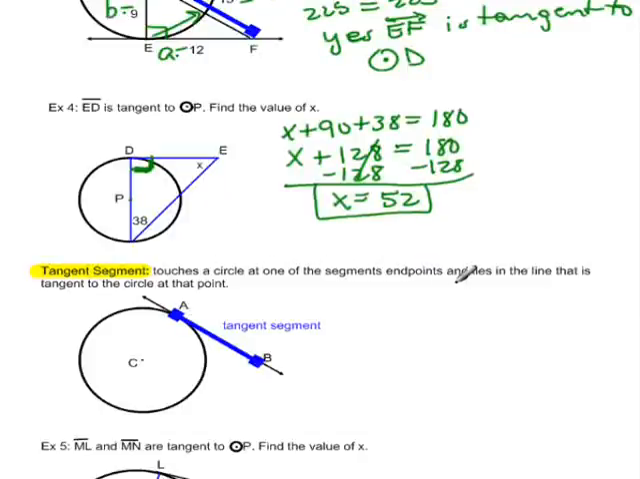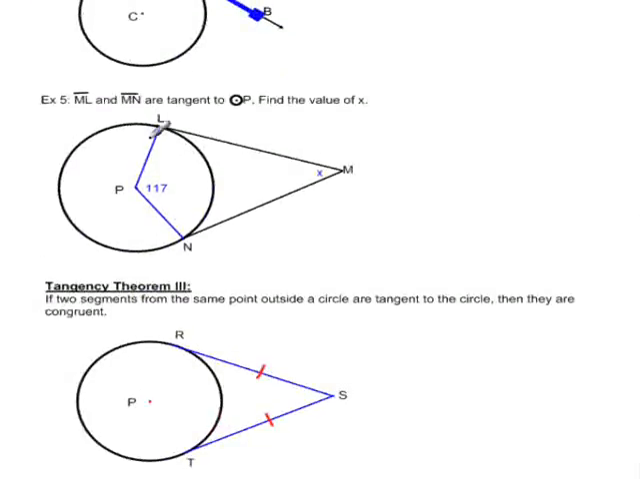All right, now let's talk about tangent segment. It touches a circle at one of the segment's endpoints and lies in the line that is tangent to the circle at that point. So this is your tangent segment. All right, so what we want to learn about a tangent segment is in this problem right here, since we just got through talking about angles, what do we know when the tangent segment joins and meets the radius, and the tangent segment here joins and meets the radius? You're right. You have right angles again.